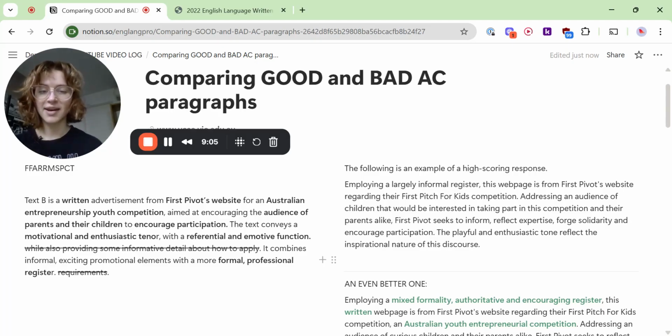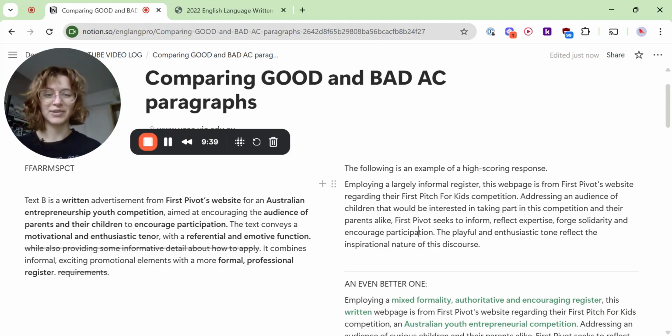So employing a largely informal register, this webpage is from First Pivot's website regarding their First Pitch for Kids competition. So this is nice. It tells us, okay, what the context is, who actually wrote the text, and telling us that there's a largely informal register, and they actually use the word register, which is also a big plus over the other one. We could definitely say that it needs to be more specific regarding largely informal. So what does that actually mean? It doesn't really tell us anything.